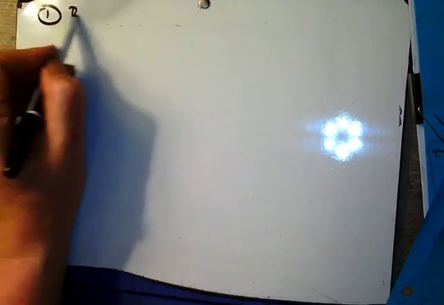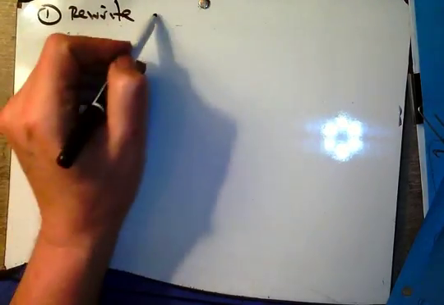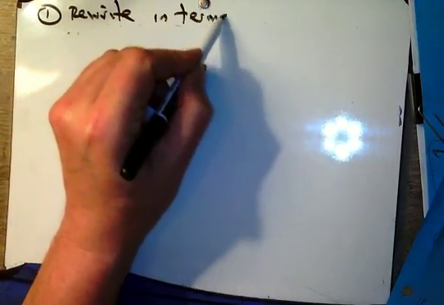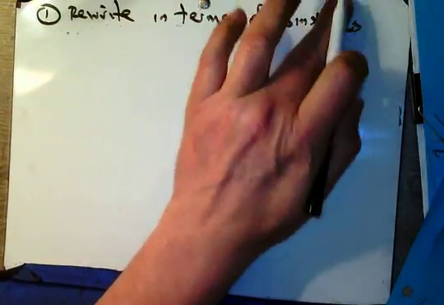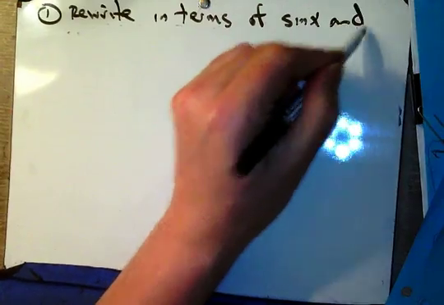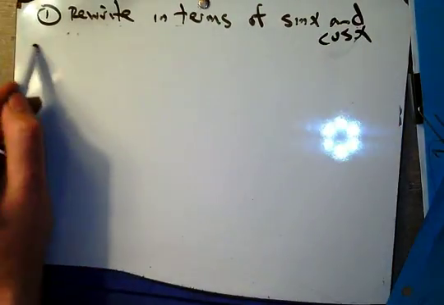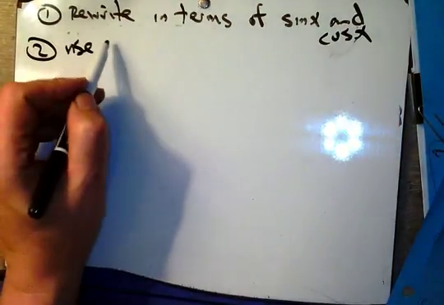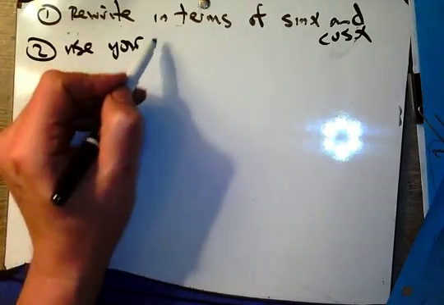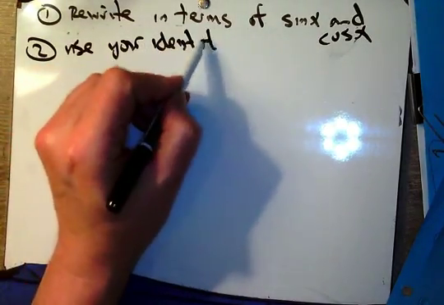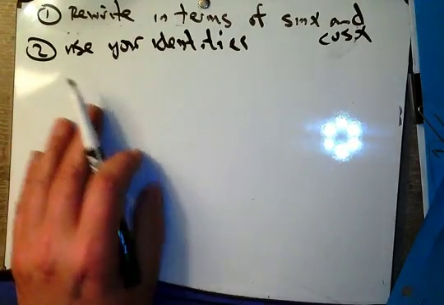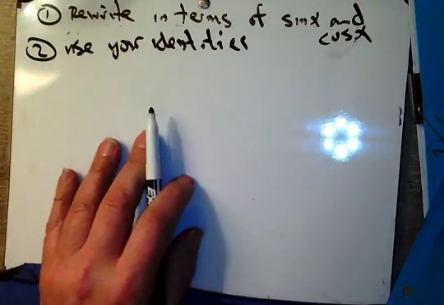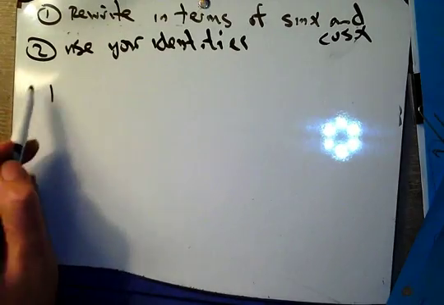Instead, I have a strategies list. First, we're saying rewrite in terms of sine and cosine. And 2, use your identities. Okay, still got 7 more things to add to this list. Let's see if we can find some of them.